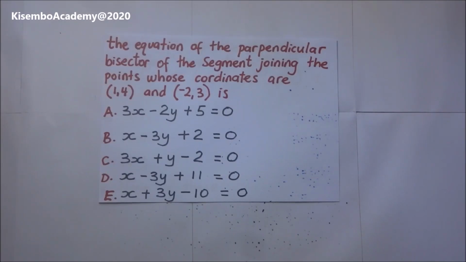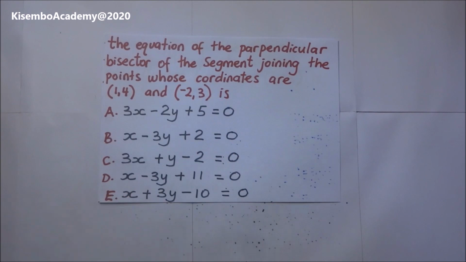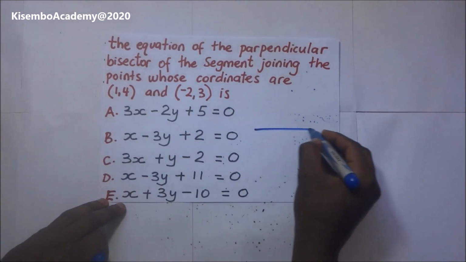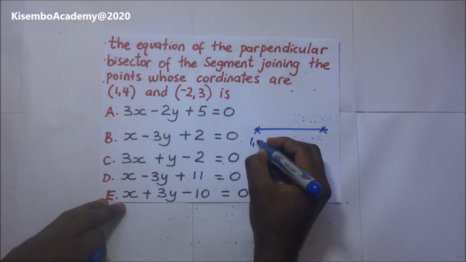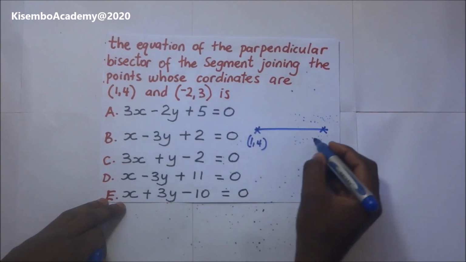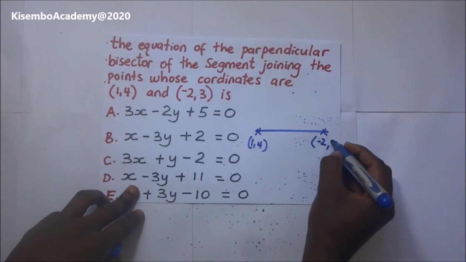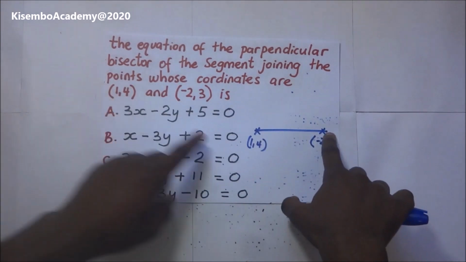In this one, they're telling us about the equation of the perpendicular bisector of the segment joining points whose coordinates are this and this. So they want us to find the equation of the perpendicular bisector of a segment joining points whose coordinates are this. The interpretation is simply that we have a line that has this point (1, 4), and also that point (-2, 3). This line is joining these two points.